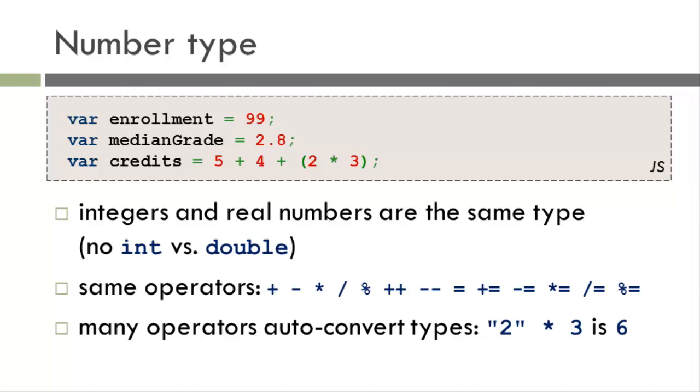JavaScript has a number type, which can either be an int or a float, with a decimal point or without a decimal point. In dealing with numbers and strings, many operators will auto-convert to a particular type. For instance, if you multiply 2 as a string with 3 as an int, it becomes 6 as an int.